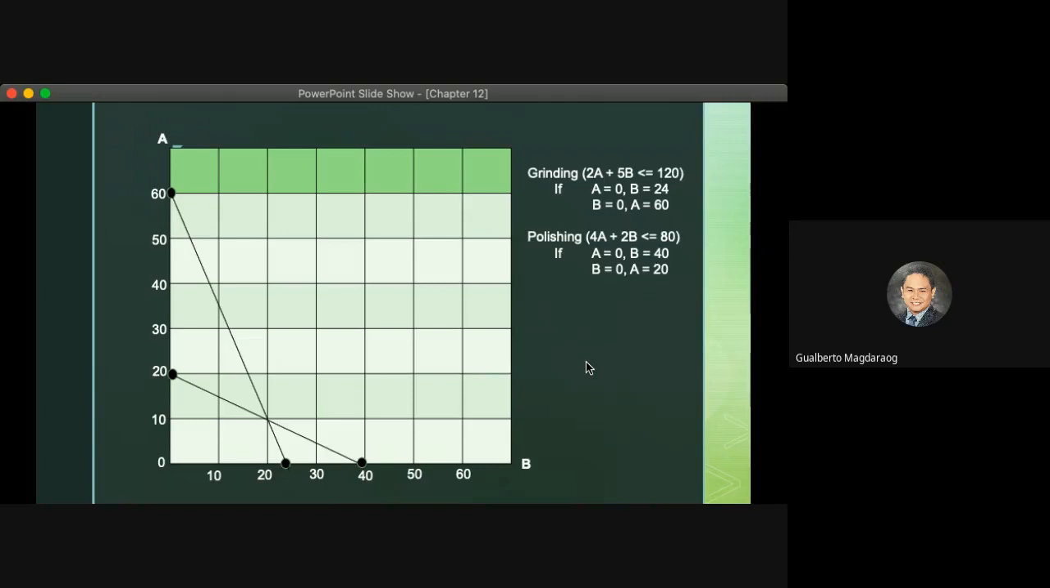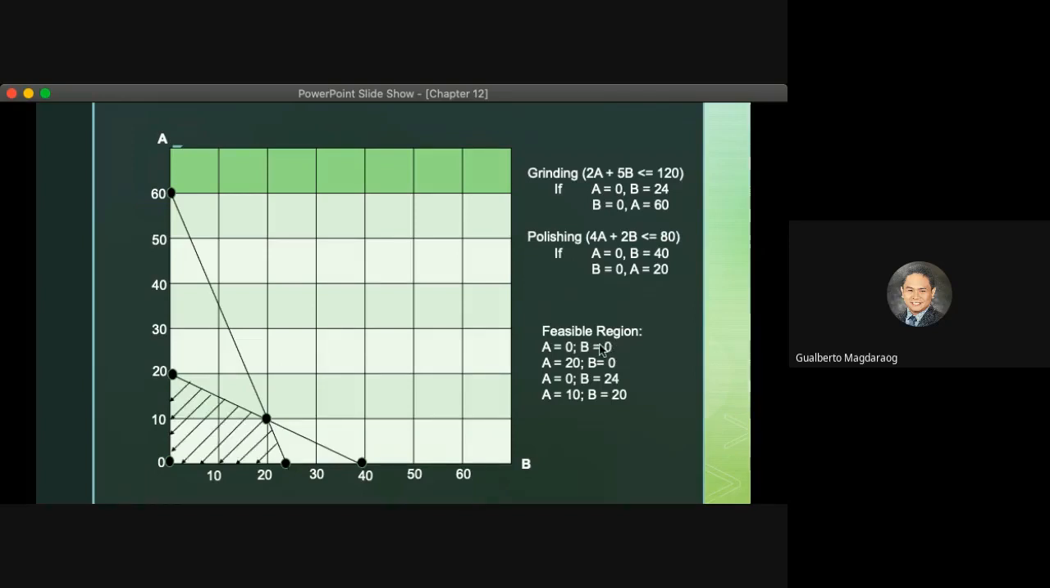Yun. So at this point, we now have a possible region or feasible region for our combinations of products A and B. And that is this point, 0B and 20A, 0A and 24B, and 10A and 20B, or 0A and 0B. Okay? So that will compose our feasible region.